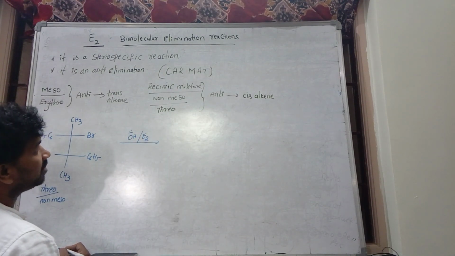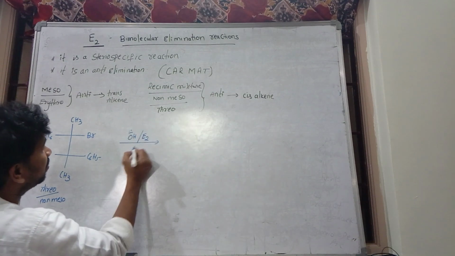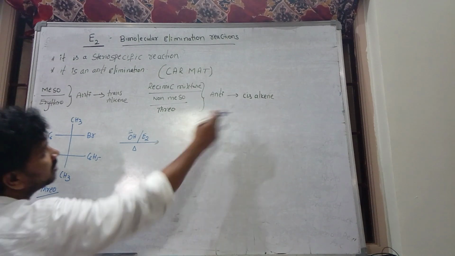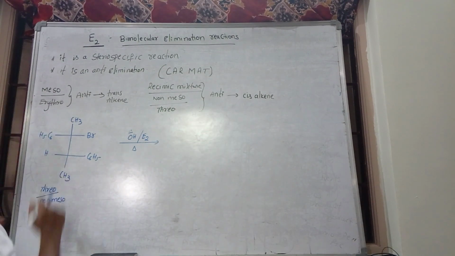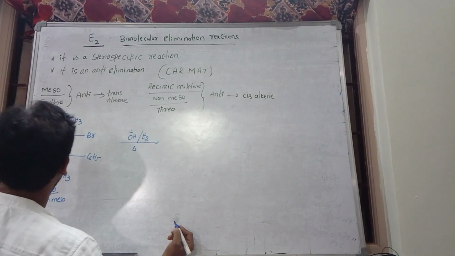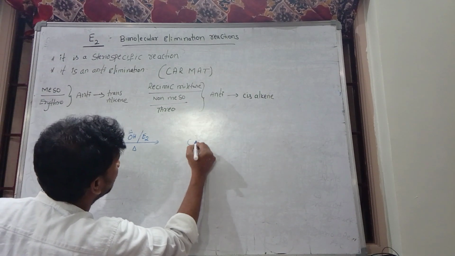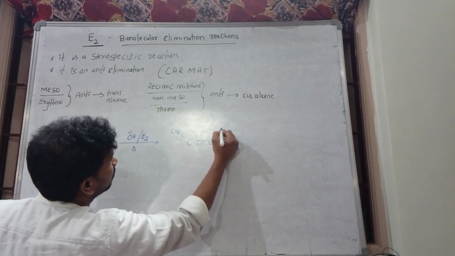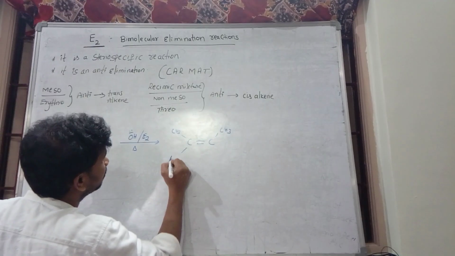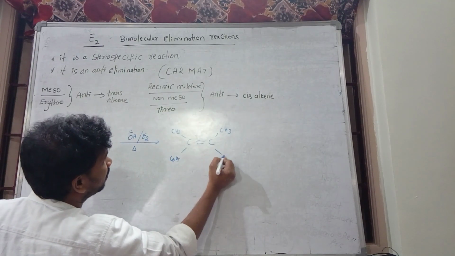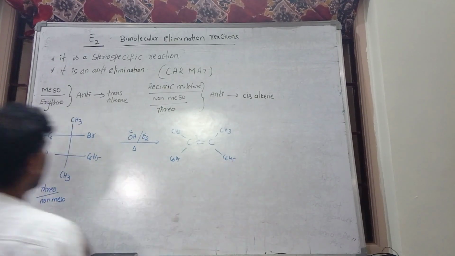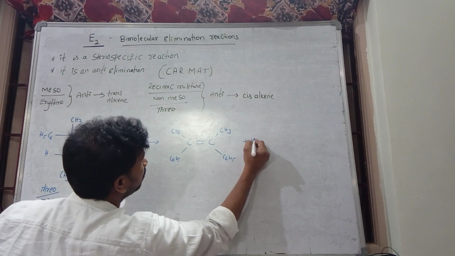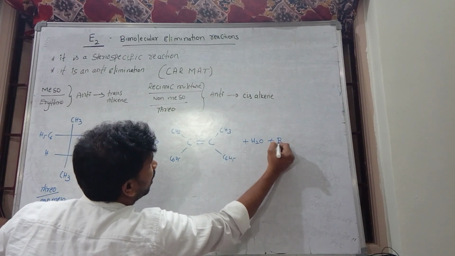What is the product here? Cis-alkene is the product. We'll get C double bond C, CH3, C6H5, Br minus. This H plus and OH minus convert into water, plus Br minus.